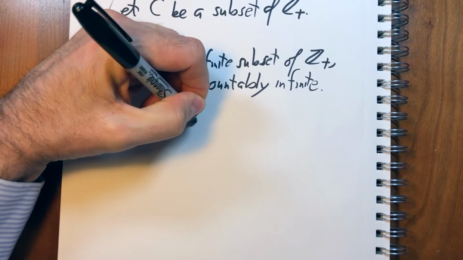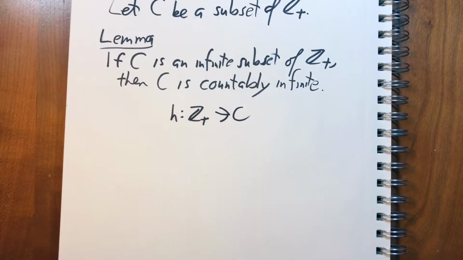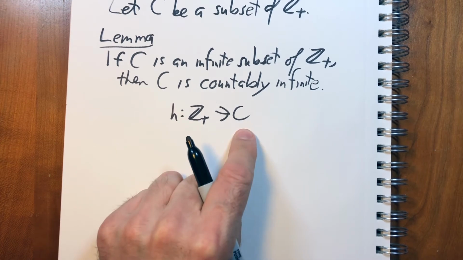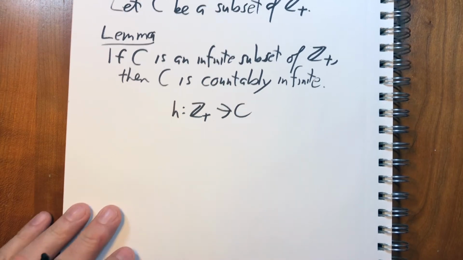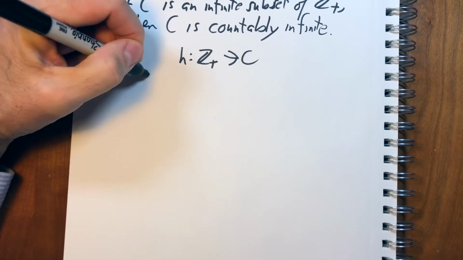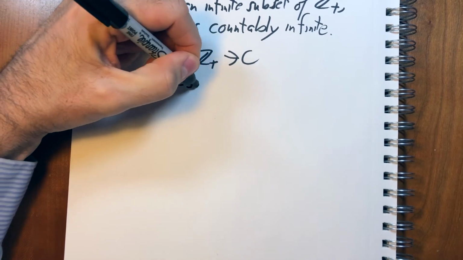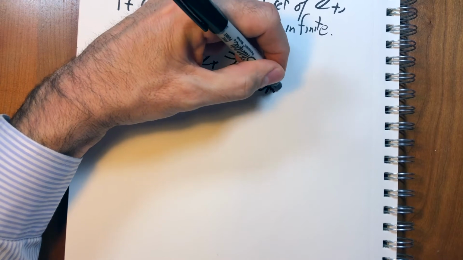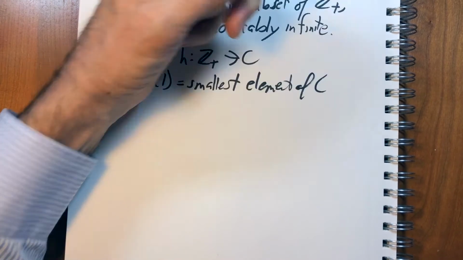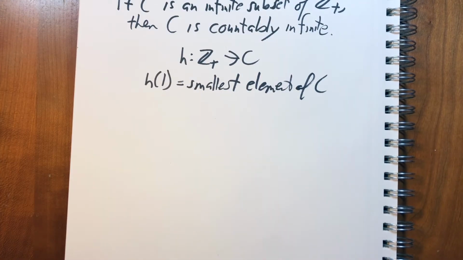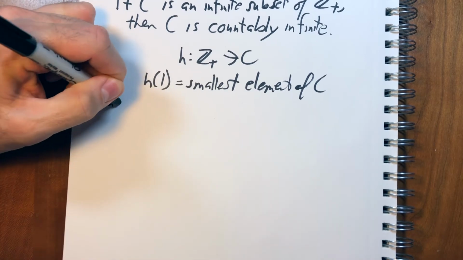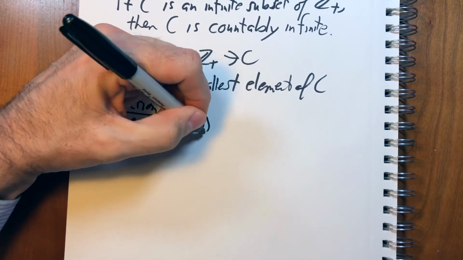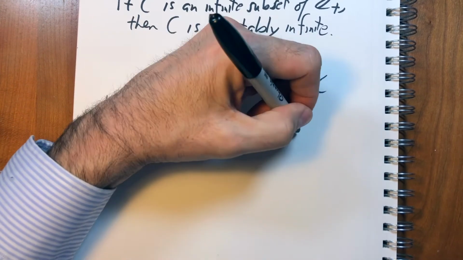To prove that C is countably infinite, we need to define a bijection H from the positive integers to C. We're going to do this by induction. So define H1 to be the smallest element of C. We know that it exists because every non-empty subset of the positive integers has a smallest element. That's the well-ordering property. So for the induction step, assume that H is defined for everything from 1 up to n minus 1.